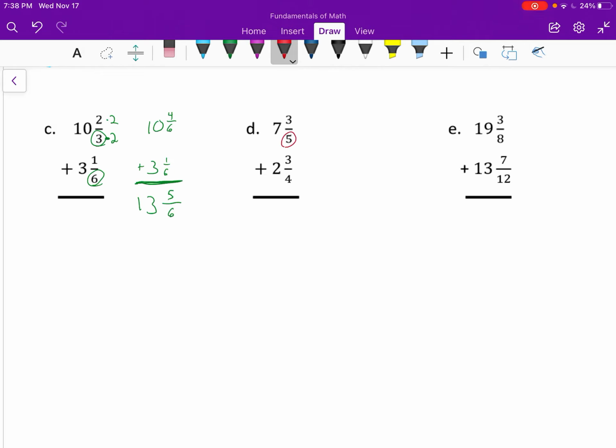Part D. We have a fifths and a fourths. Well, they are not like denominators. I should say the common multiple of both of those is 20. So to get 5 to be 20, we have to multiply by 4. So we have to multiply the top by 4 as well. Down on the second part, we have to multiply 4 by 5, and the 3 by 5. So this is going to be 7 and 12/20 plus 2 and 15/20.